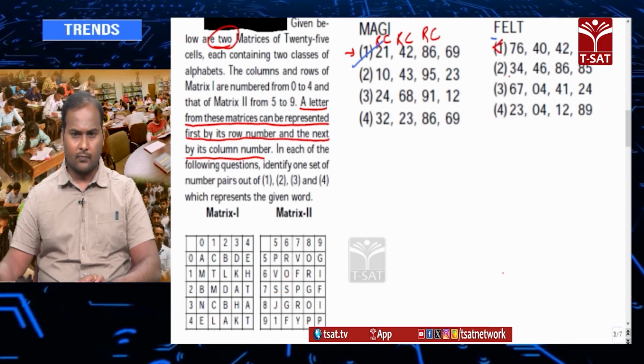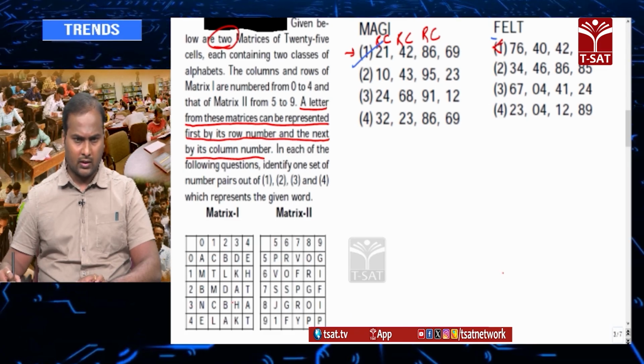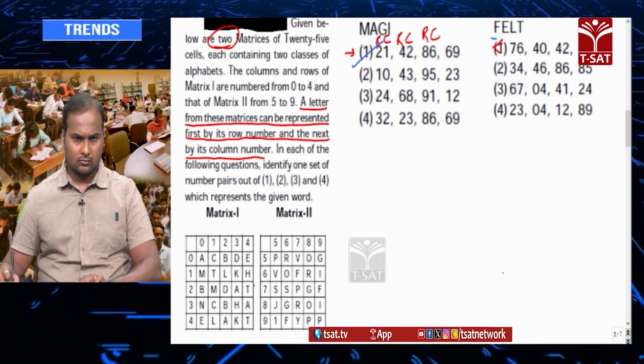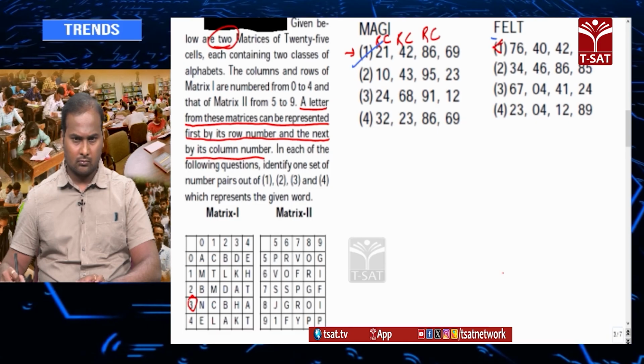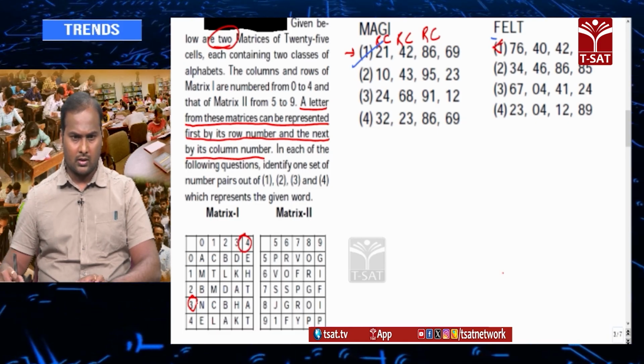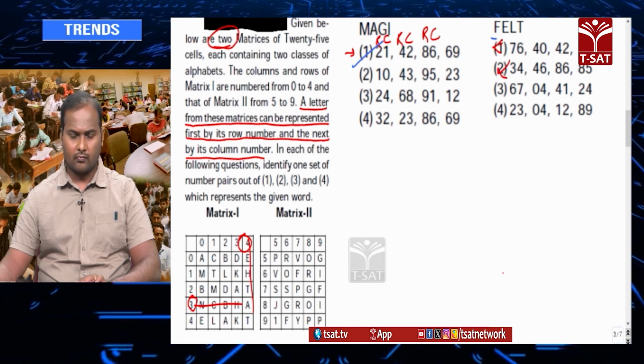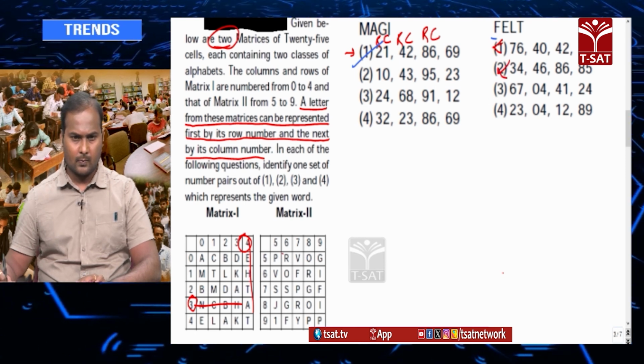See the next one. Next one is 3, 4. Is 3, 4 representing E? So 3, 4. Here 3, and here 4 is representing what? A. So wrong.